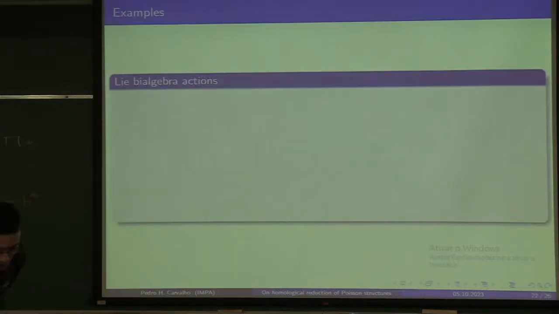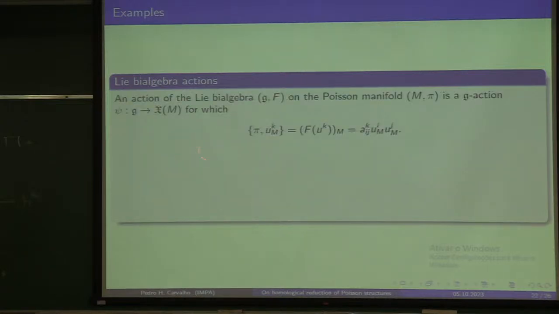So let me see. I still have some minutes. So Lie algebras. This is one of the cases where the Poisson structure is not invariant. An action on a Poisson manifold, but the bivector is not invariant with respect to it.